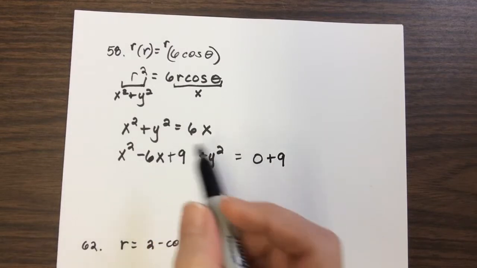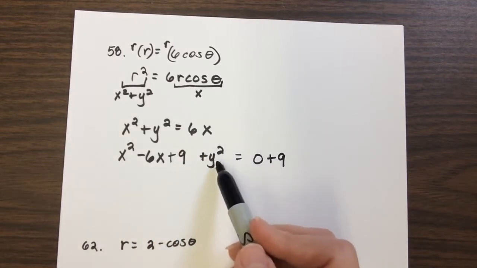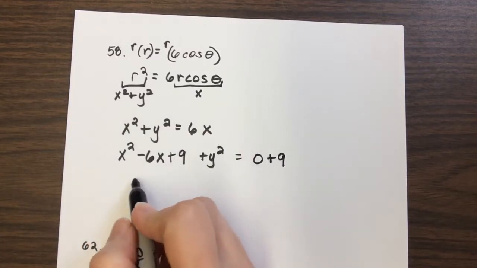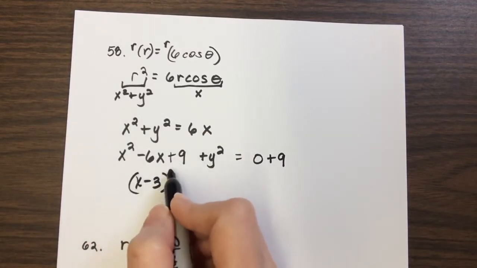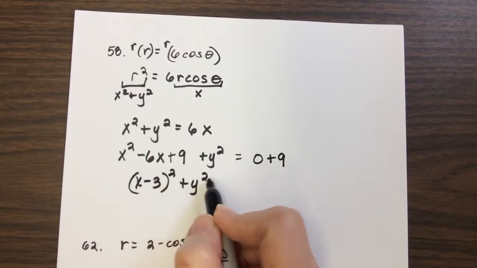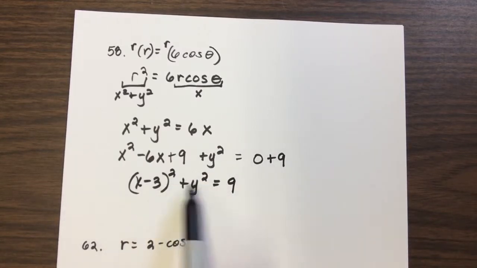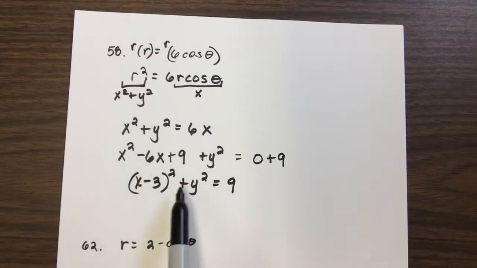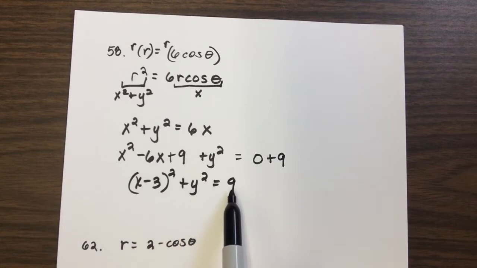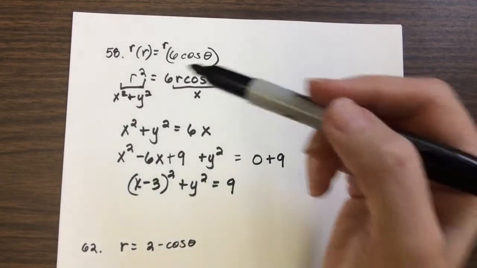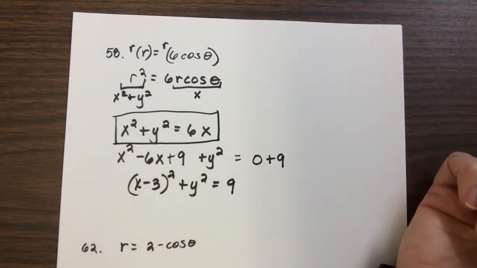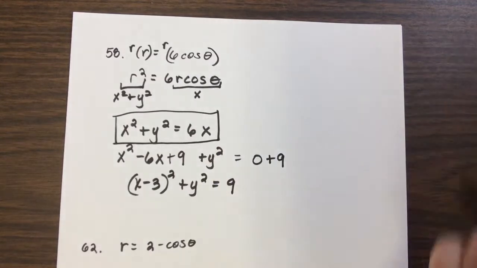So when I write this, my y squared is already a perfect square, so I don't have to complete the square there. If I write this as a perfect square, I get x minus 3 squared plus y squared equals 9. And this is still an equation of a circle, with center at (3, 0) and with radius 3. And like I said, once you've got it in terms of x and y, you're good to go. But this is just taking another step.